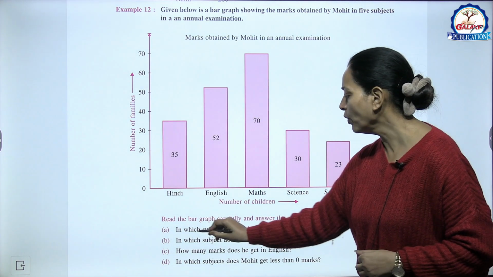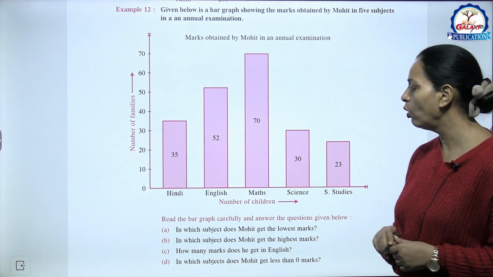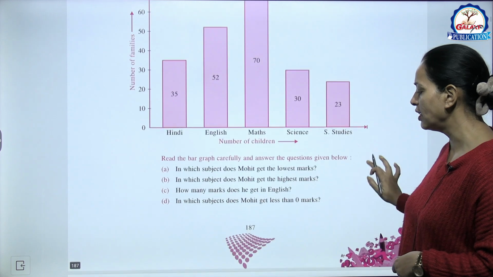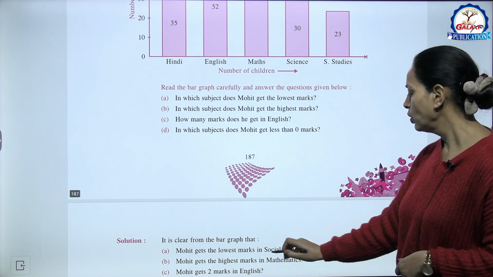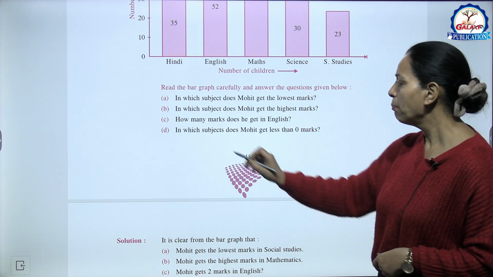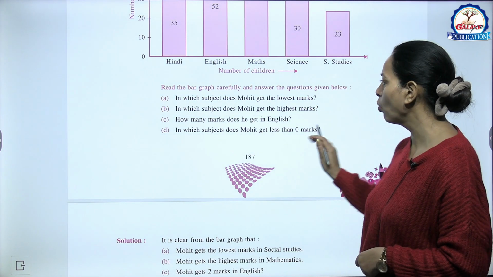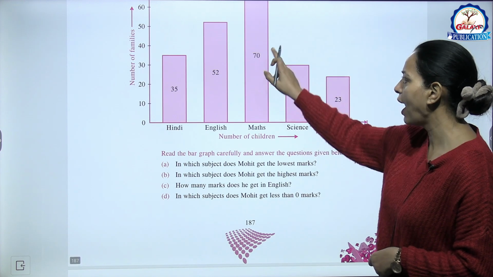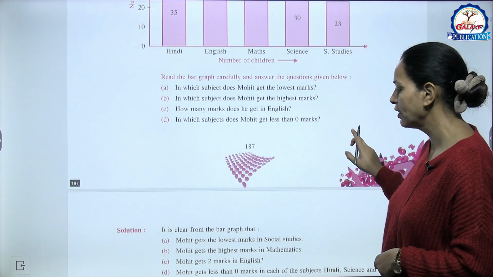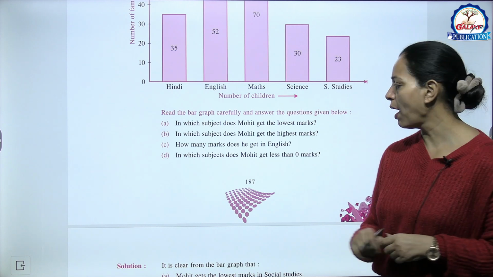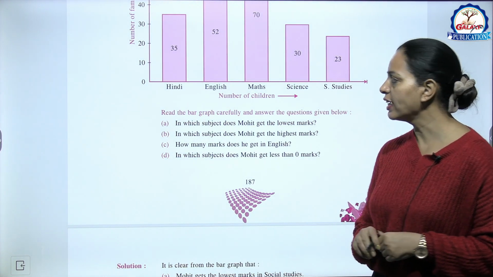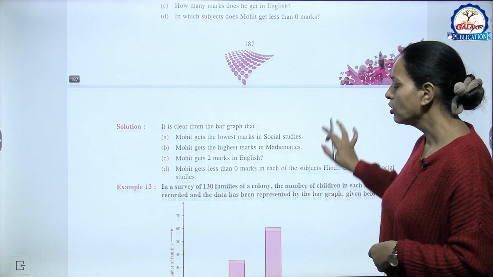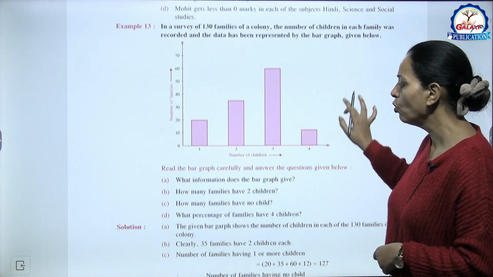A part, in which subject does Mohit get the lowest marks? The lowest marks, social studies. Okay, so in social studies. B part, in which subject does Mohit get the highest marks? Highest marks in maths, 70, right? Okay, now C part, how many marks does he get in English? So in English he gets 52 marks. So I hope this is clear to you.